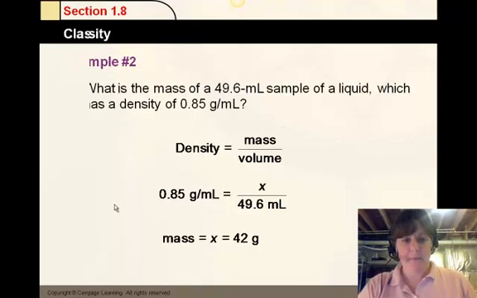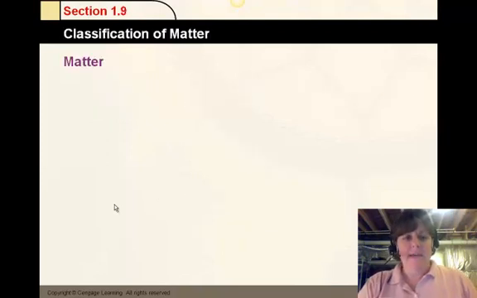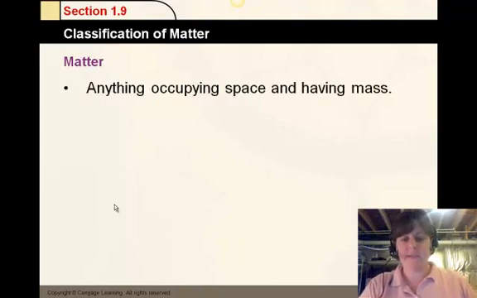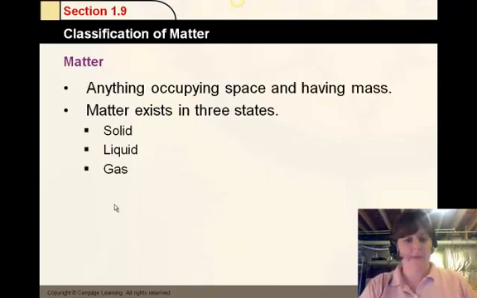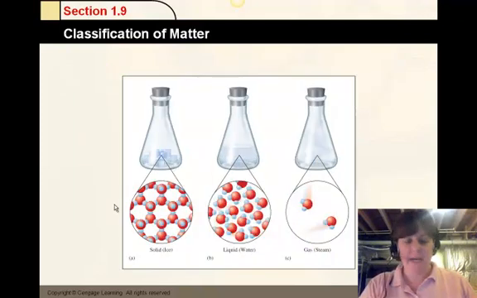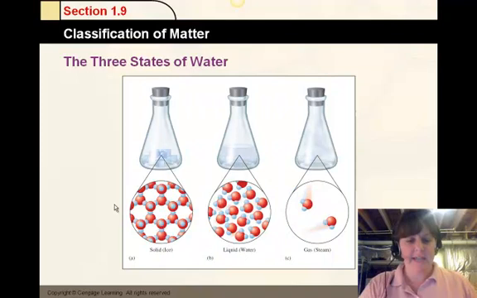And then finally, I think in chapter 1 they talk about matter: anything that occupies space and has mass. Solid, liquid, gas. We don't need to go into great detail. Here's a nice little picture. You notice the solid has a regular repeating pattern. The liquid, there's my kitty again. In the case of water, the molecules are closer together. That's why it is more dense. You notice ice floats on water.